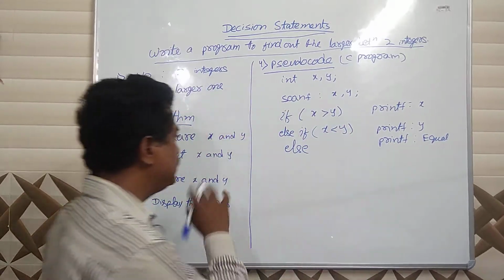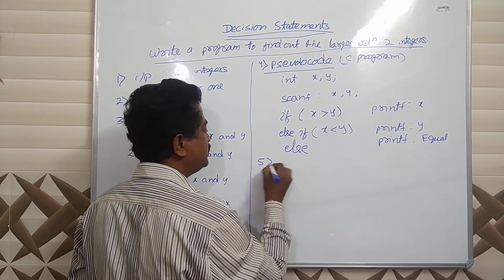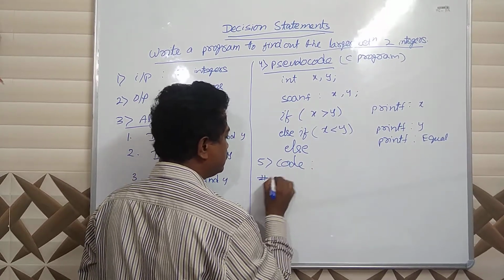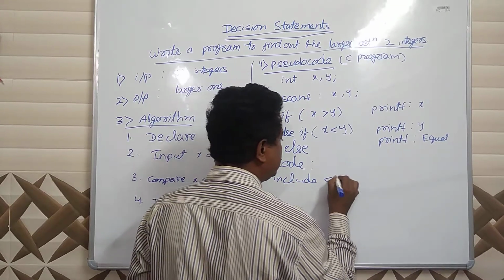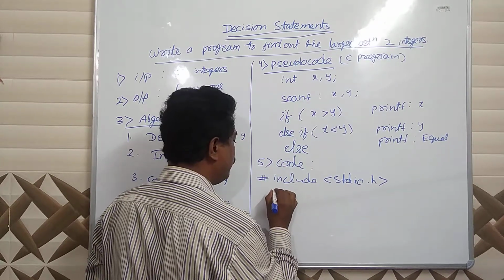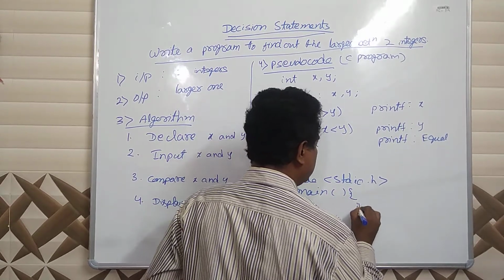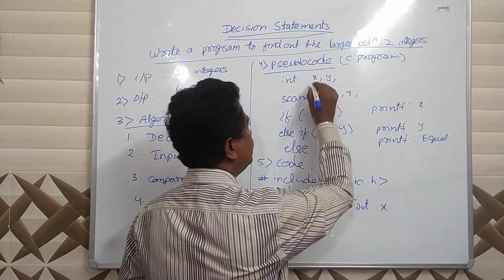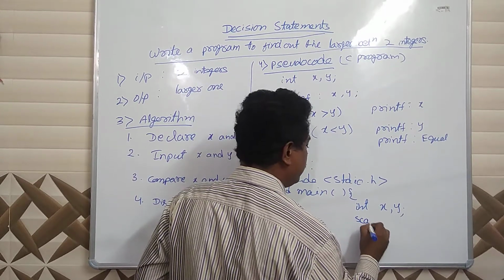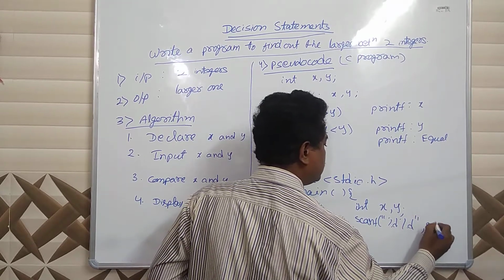So this is the pseudocode for this program. Now when you are running this program, when you are writing this code, the fifth step is code. When you are writing the code, #include <stdio.h>, void main, int main, your wish, int x, y, directly the declaration, then scanf, the proper statement, scanf("%d %d", &x, &y).